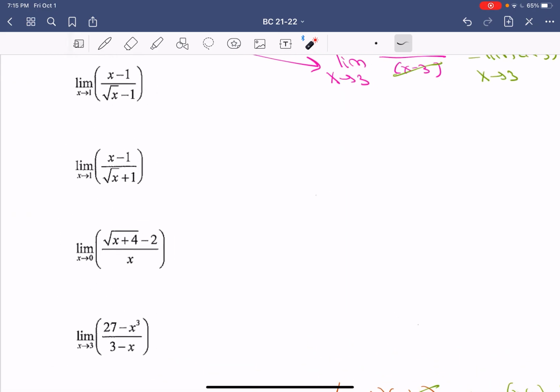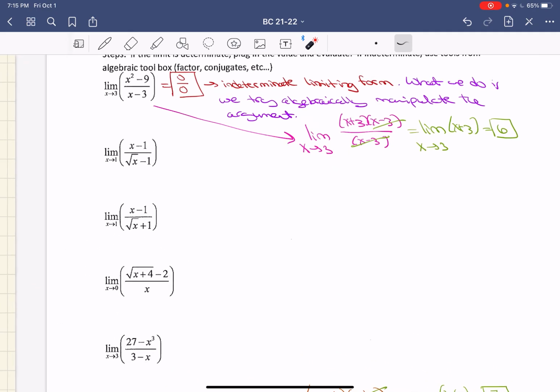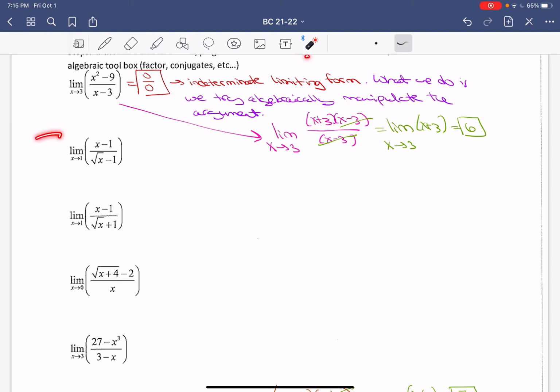I do want to bring your attention to these two, I think number 2 and number 3. So right over here, all right? Let's take a look at number 3 first. Limit as x approaches 1. I'm going to plug in x equals 1. I get 0 all over 2. Oh, lucky us. It just equals 0. That limit existed. No algebraic massaging necessary.